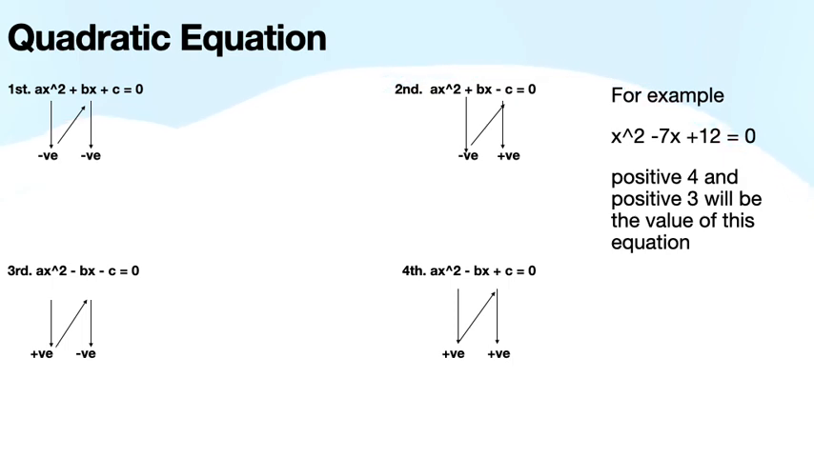All these converted signs are the sign of final value. For example, x2 minus 7x plus 12 is equal to 0. Positive 4 and positive 3 will be the value of this equation.